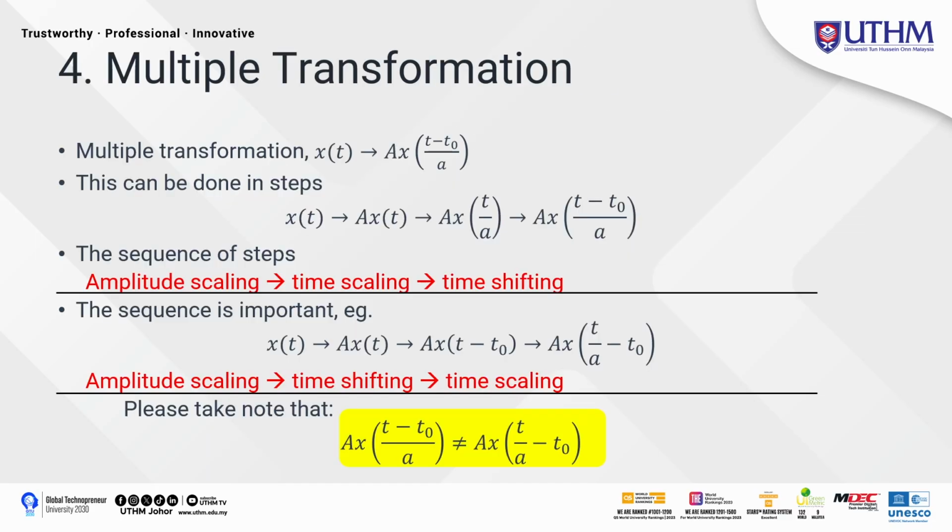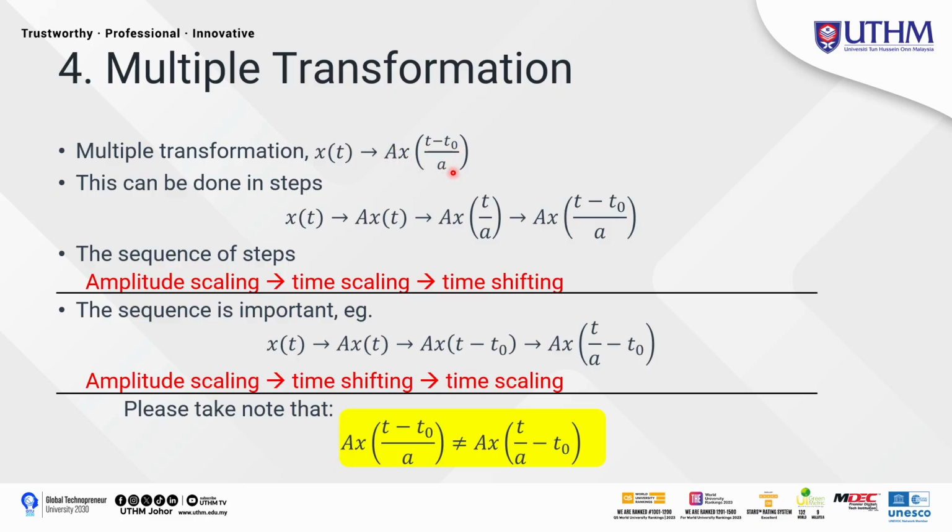Next is multiple transformations. Multiple transformations means applying more than one operation to a signal, one after another. The common signal transformations are normally time shifting, time scaling, amplitude scaling, and time reversal. So let's look at this one. The signal x(t) equal to a x((t minus t naught) over a).